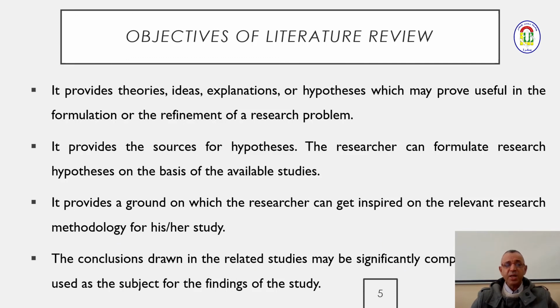Now, what are the objectives of a literature review? First, it provides theories. It provides also ideas. Also, it provides explanations or hypotheses, which may prove useful in the formulation or refinement of the research problem. Also, it provides the sources for hypotheses. The researcher can formulate research hypotheses on the basis of the available studies.